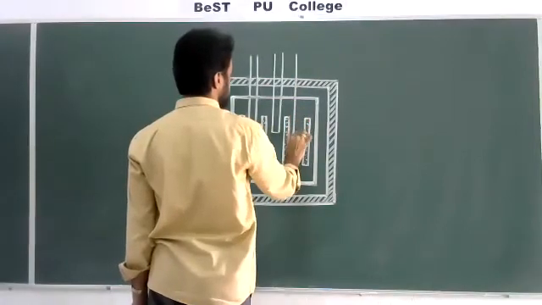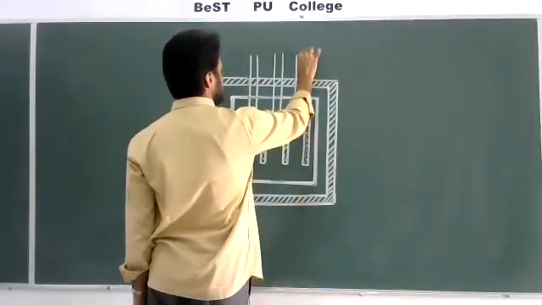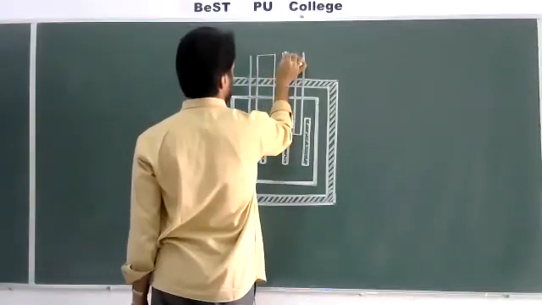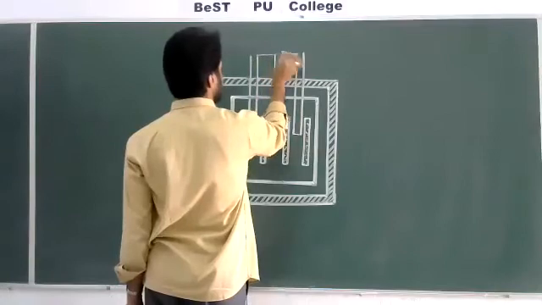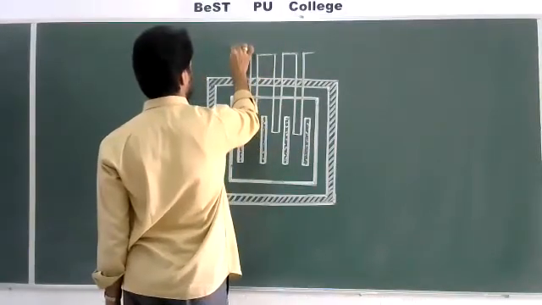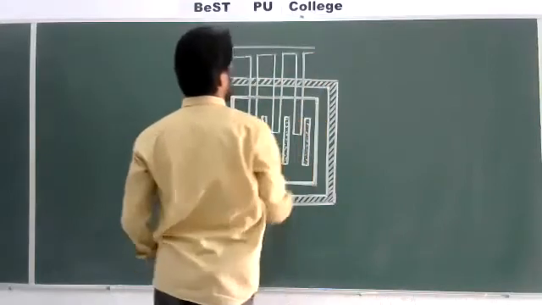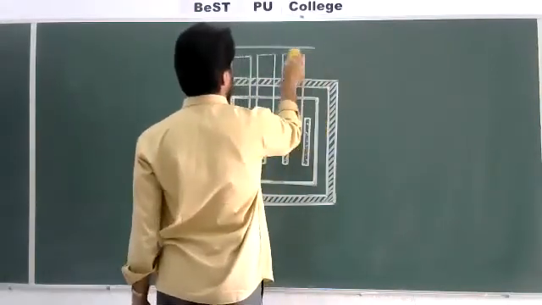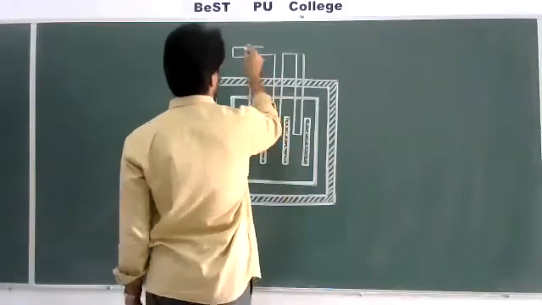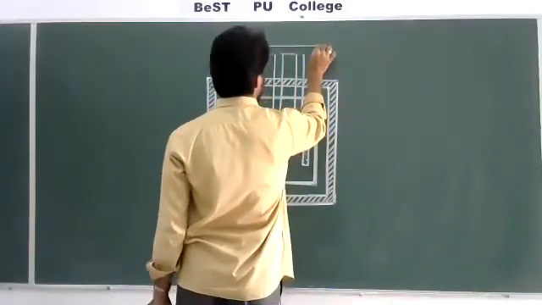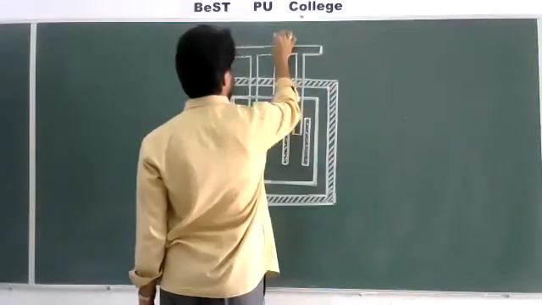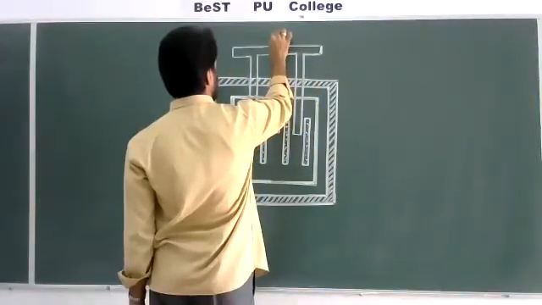Full stop. Whenever we push the control rods inside the core of the reactor, they absorb the neutrons and the reaction will be stopped.